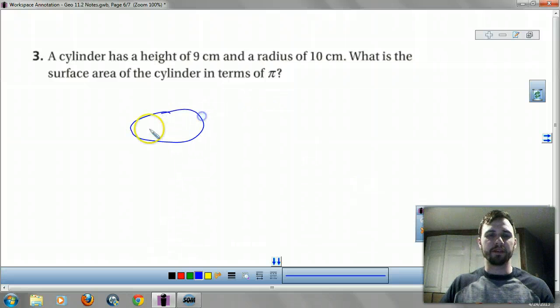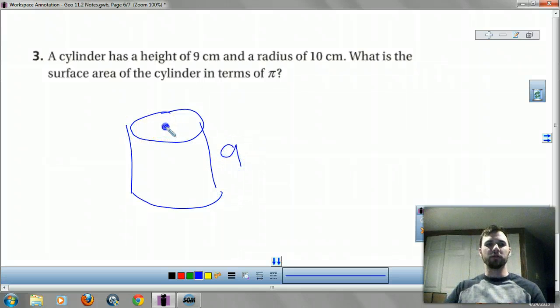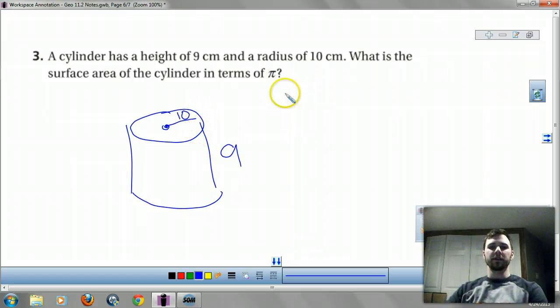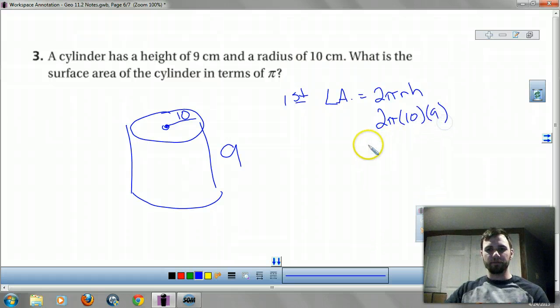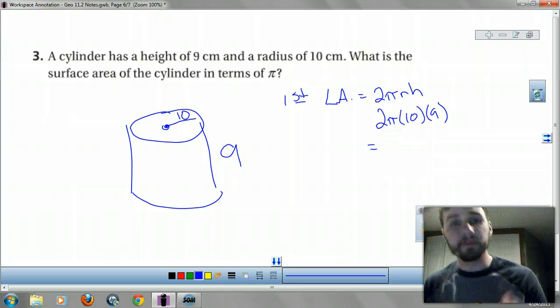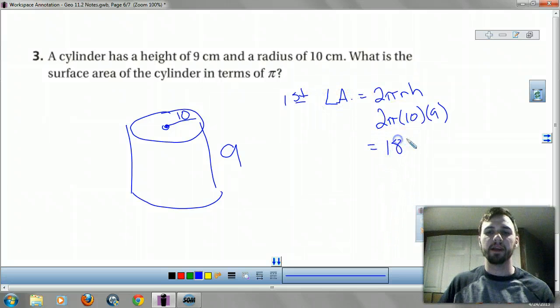Suppose you had a cylinder with a height of 9 and a radius of 10. What's the surface area? First, we're going to find our LA. That's equal to 2 pi r h. My radius is 10 and my height is 9. 2 times 10 times 9 is 180 pi centimeters squared.